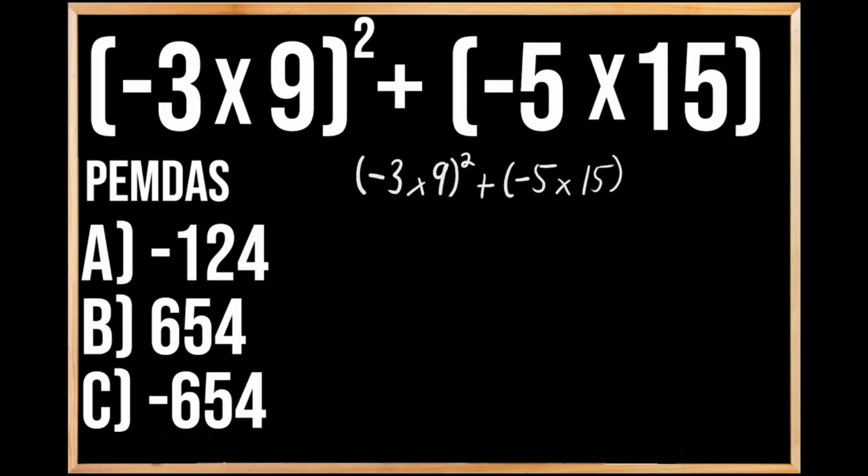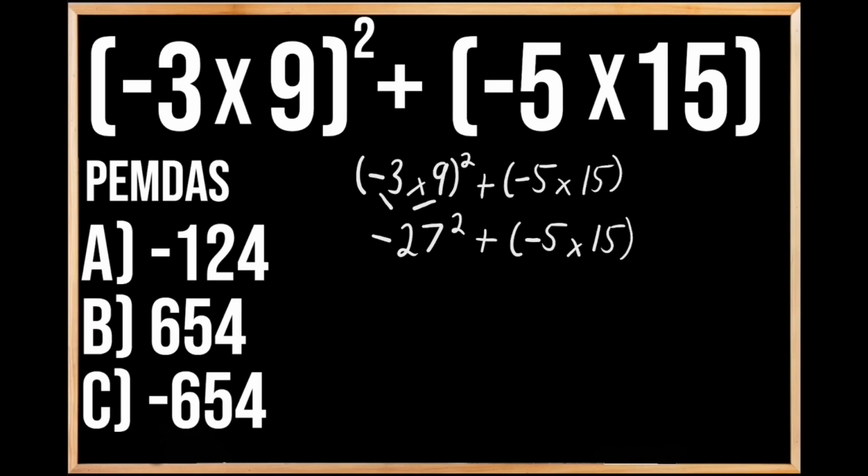First, we're going to deal with our first parentheses, where we're multiplying -3 times 9, and since we're multiplying a negative and a positive, we're going to get a negative product. So when we multiply -3 times 9, we get -27, and that -27 is squared. Now we're going to bring down the rest of this problem. So we have plus parentheses, -5 times 15, and parentheses.